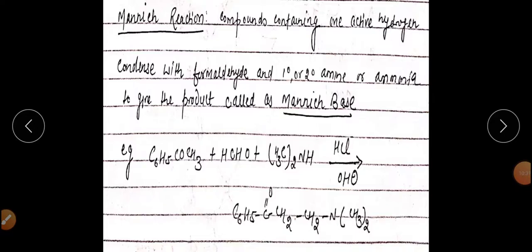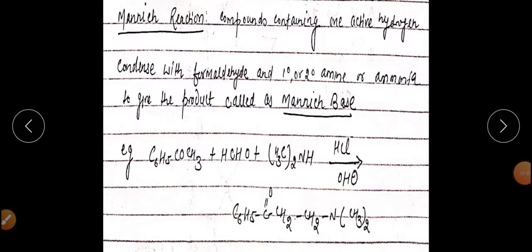The next reaction about aldehydes and ketones will be the Mannich reaction, in which a Mannich base will be synthesized. This reaction is really very important if we talk about its synthetic importance. What is this particular Mannich base reaction?